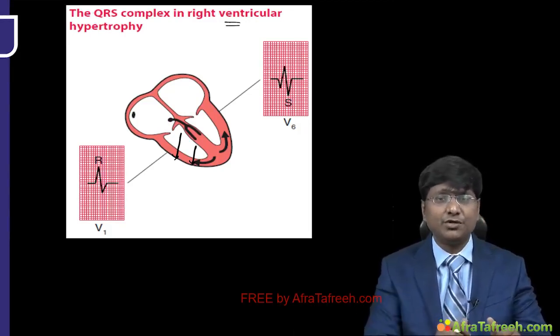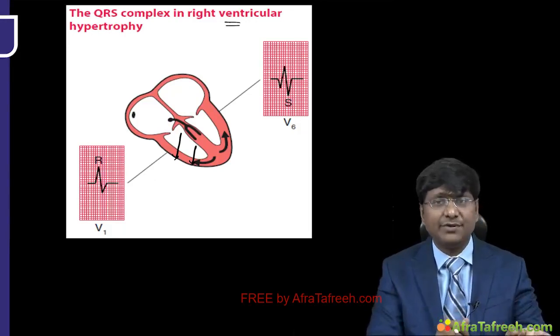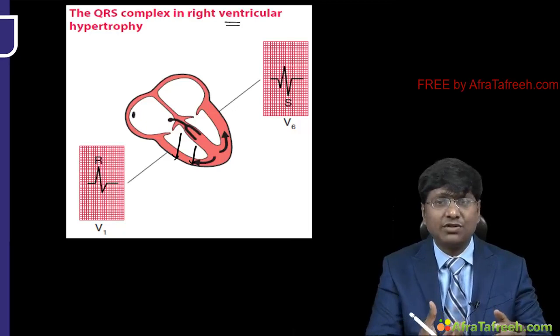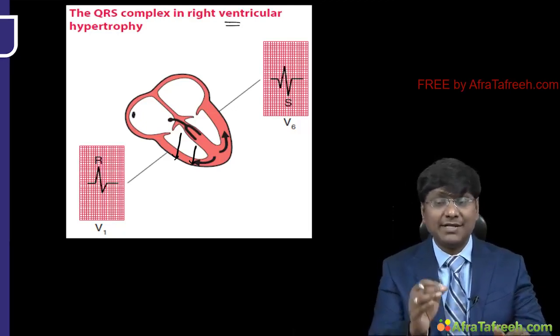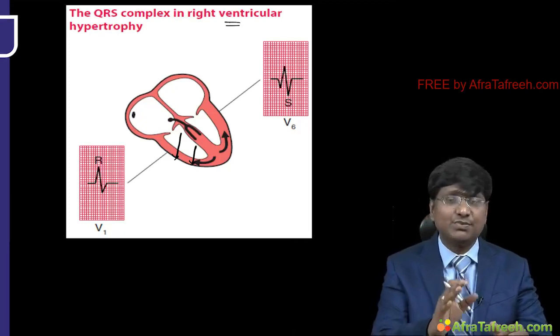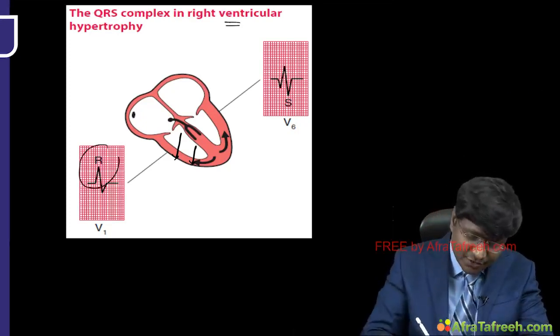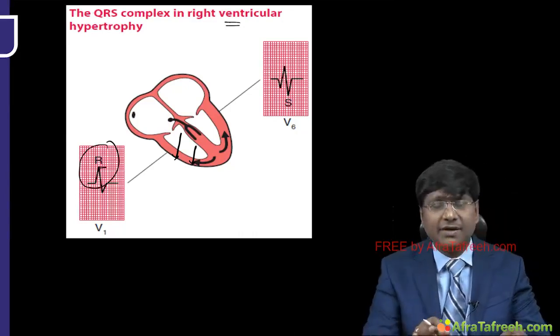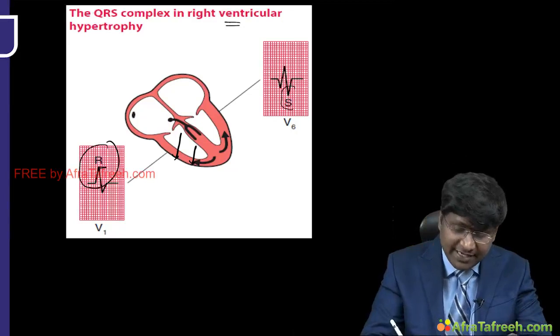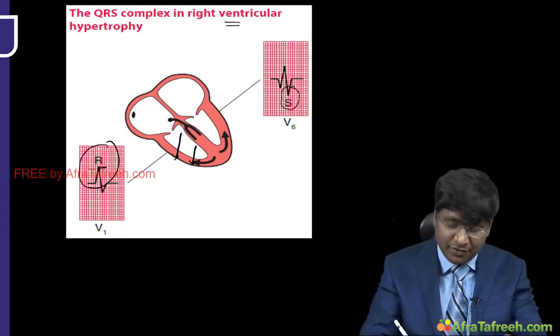Thereby you have the progression of R wave from V1 to V6. But whenever there is right ventricular hypertrophy, when the right ventricle is thicker than the left ventricle, the net electrical activity will move towards your right-sided leads, that is V1, V2, V3. That is the reason why in right-sided leads you have the dominant R wave in V1, V2 as well as V3. Now why do you have the deep S wave? Because the electrical activity is moving away from your V6.